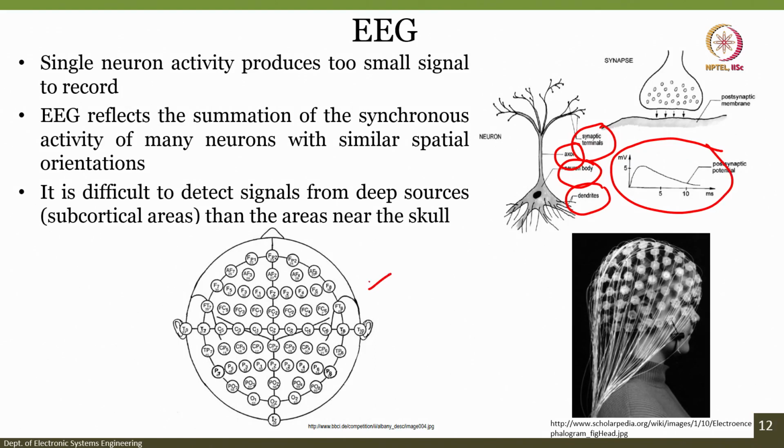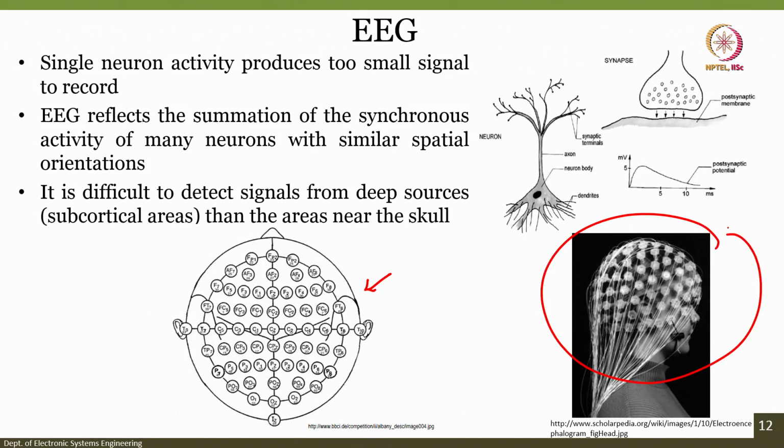This is the schematic of the 10-20 system. The electrodes are placed in the 10-20 mechanism. We have the frontal lobe, parietal lobe, temporal lobe, occipital lobe and central lobe. So, if you see this, the electrodes are placed in the 10-20 mechanism to acquire the signal.